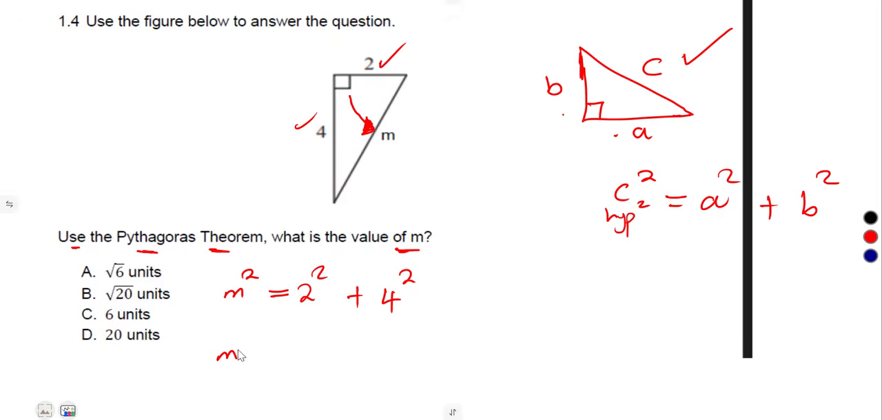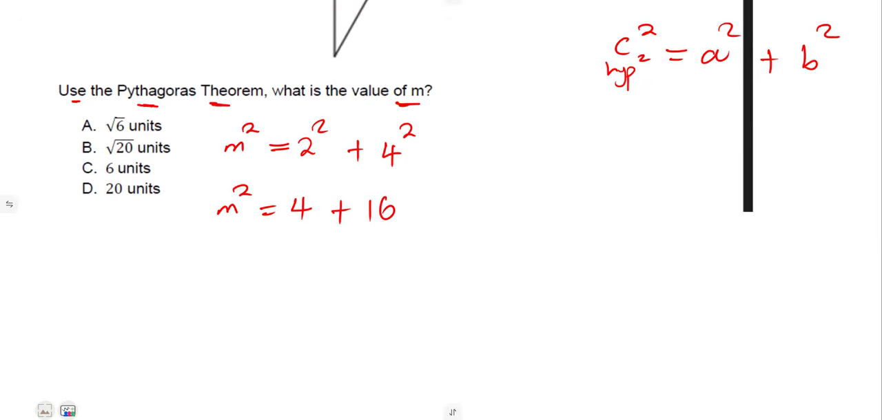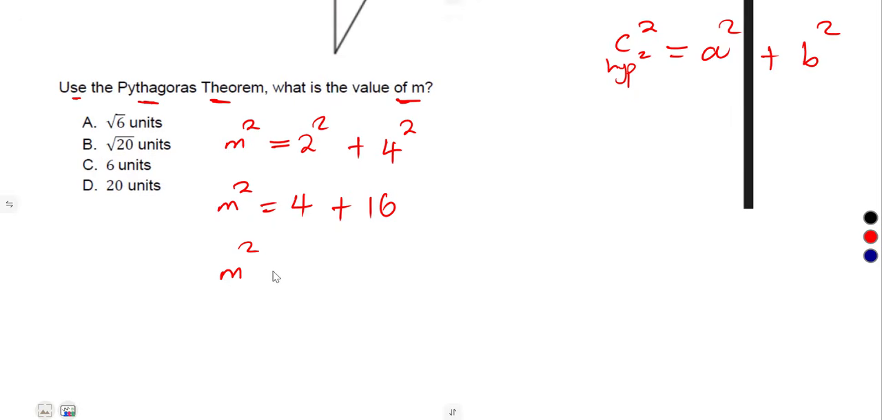All right, so let's simplify. m squared is equal to 2 squared, that's 2 times 2, which is 4. 4 squared, that's going to be 16, 4 times 4. All right, so having this, we are going to add these two. That's m squared is equal to 4 plus 16, which is 20.